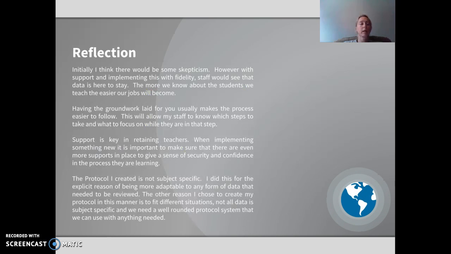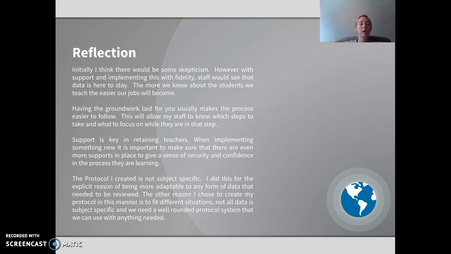In my reflection, I initially thought that my staff would be skeptical, and I'm sure they would. However, with support and implementing something like this with fidelity, hopefully the staff would know that data is here to stay. The more we know about the students we teach, the easier our job will actually become. Having the groundwork laid for us usually makes the process much easier to follow. This will allow my staff to know which steps to take and what the focus should be while they're inside of each step. Support is key in retaining good teachers.